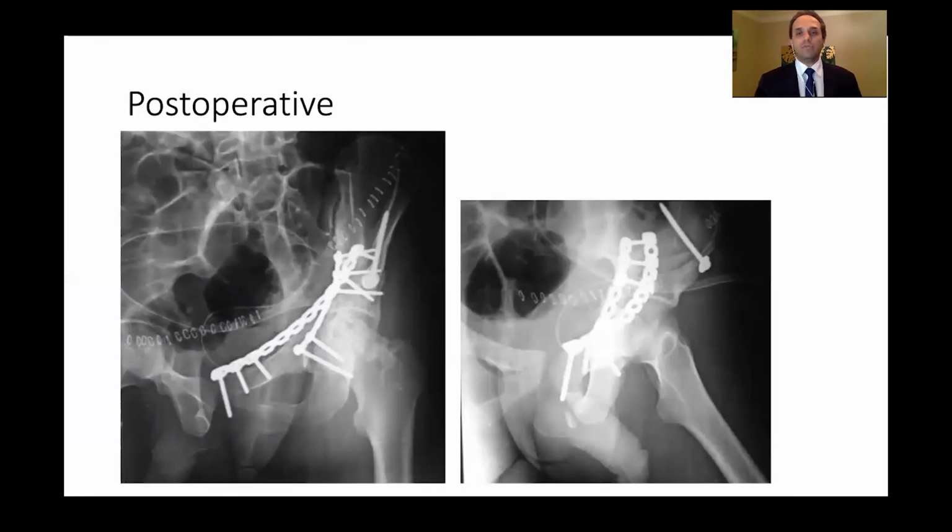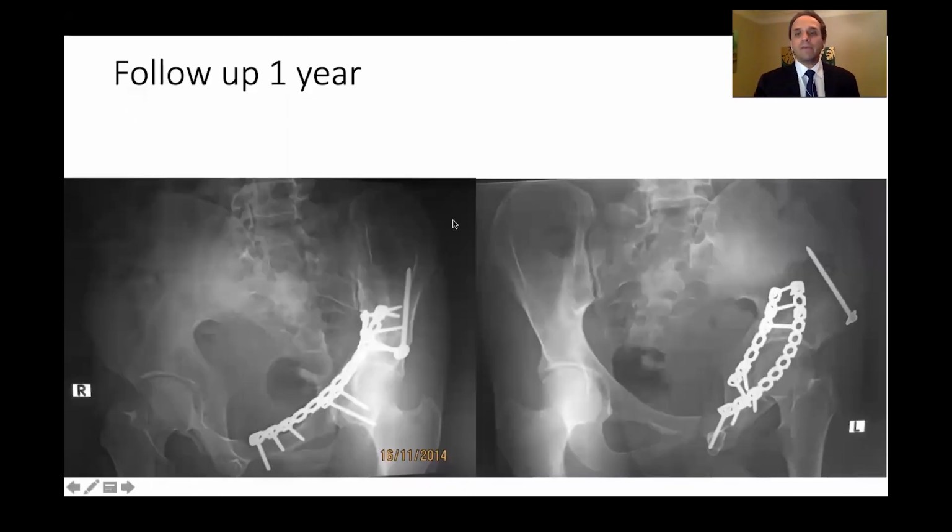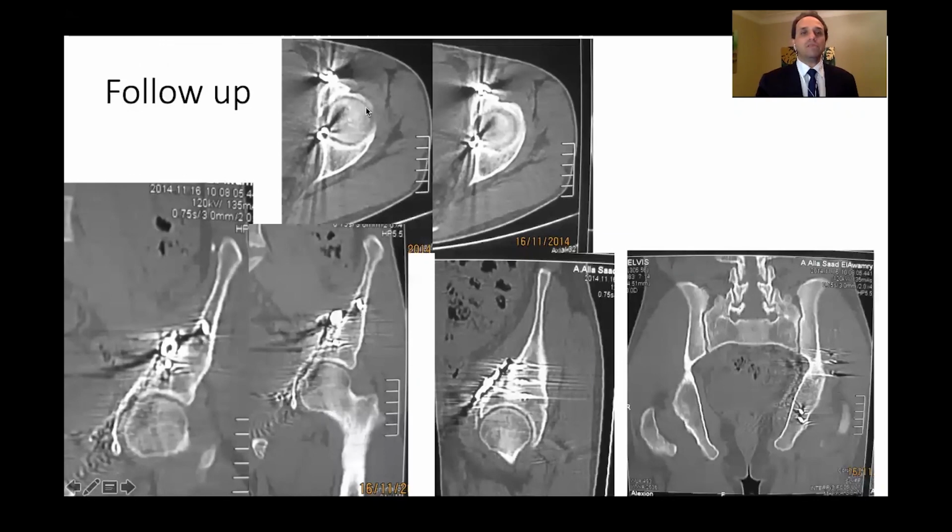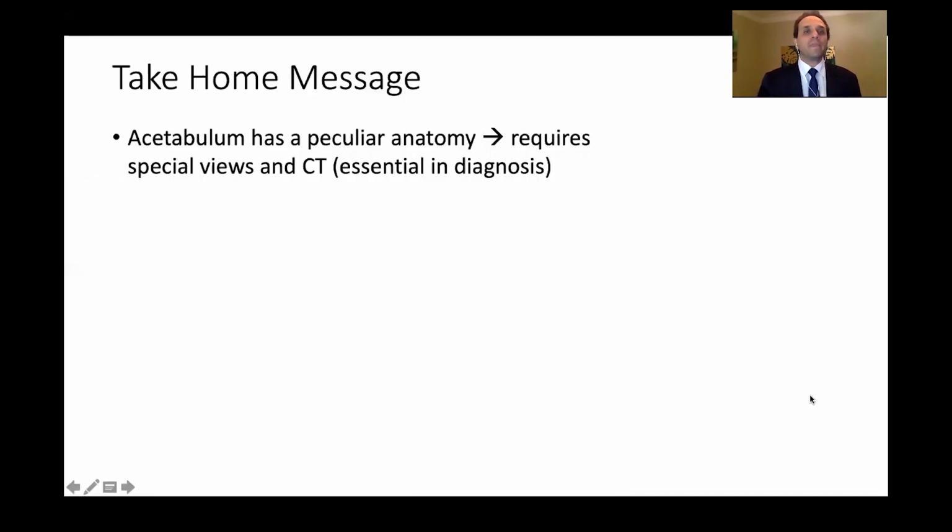These are the post-operative X-rays. These are the 1-year follow-up, and you can see the reduction of the articular surface and the acetabulum. And to evaluate better, this is the 1-year CT. I use a CT in the follow-up as well to evaluate my reduction. So you can see the reduction of the acetabulum on both sides, and you can see the healing of the fracture after 1 year.